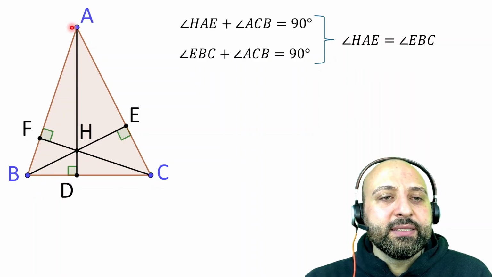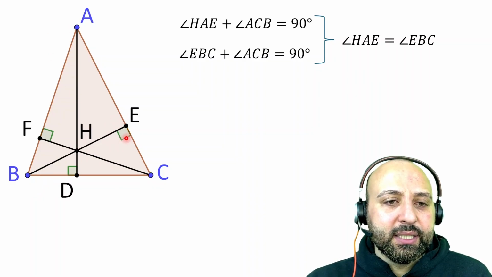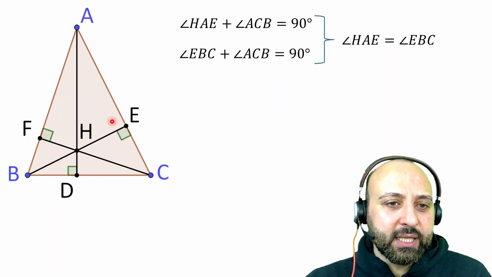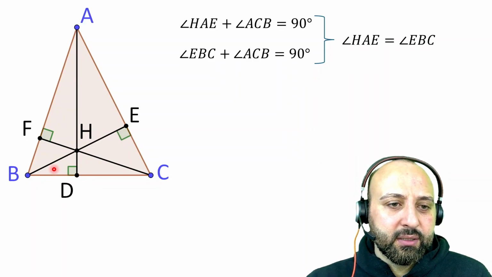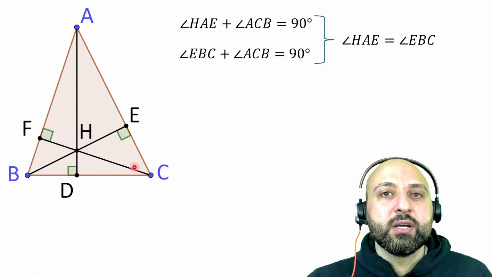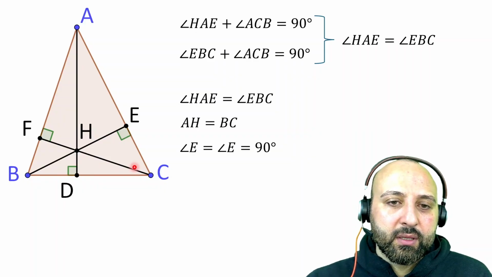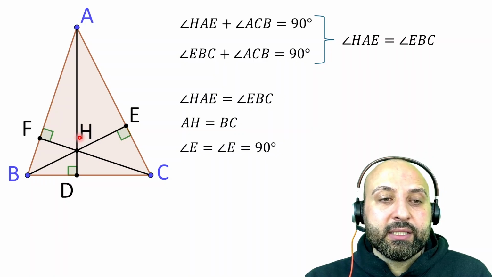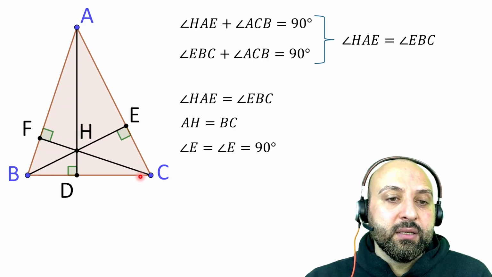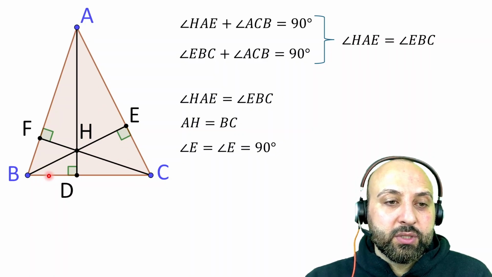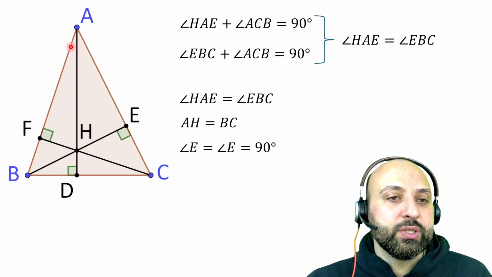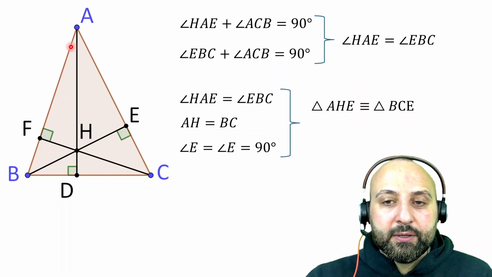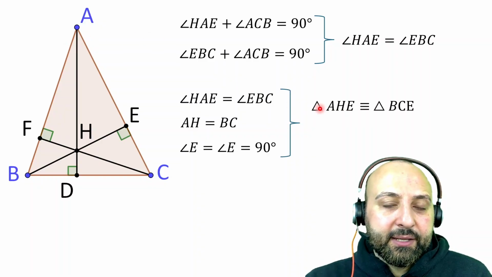We know BC is equal to AH. And we also know that this angle is 90 degrees, and this angle is 90 degrees. Therefore, we can say that these two triangles are congruent. Because if these two are 90 degrees, it means the other angle, like this angle H, is equal to angle C. And we know that this one is equal to this one, and the sides in between the angles are also equal. Therefore, the two triangles are congruent. This is what I have written here.